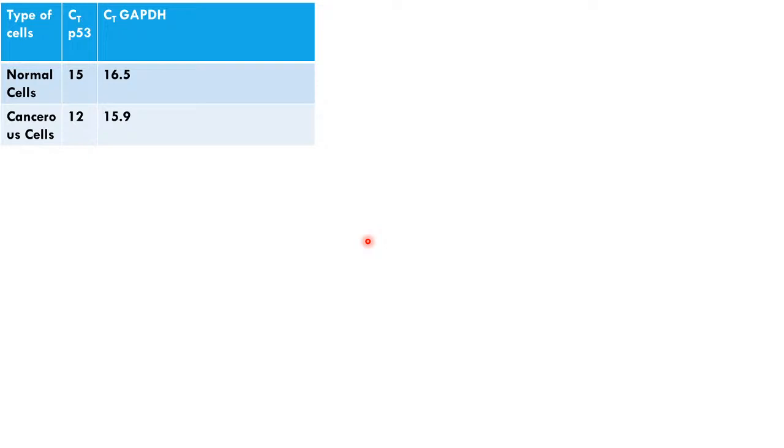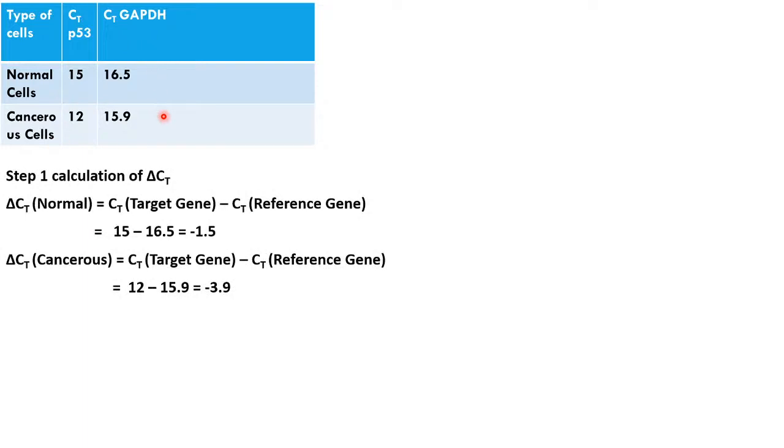Right, so how will we normalize the data? These are the CT values for P53, 15 and 12 for normal and cancerous, and for GAPDH 16.5 and 15.9. First, we will do delta CT. So what is delta CT? Delta CT for each sample is target gene minus reference gene. The target gene is P53 and the reference gene is GAPDH. So that is 15 minus 16.5, which equals minus 1.5.